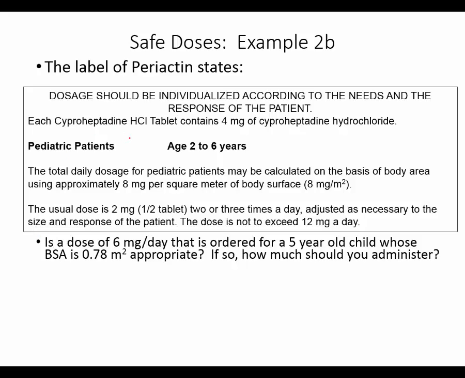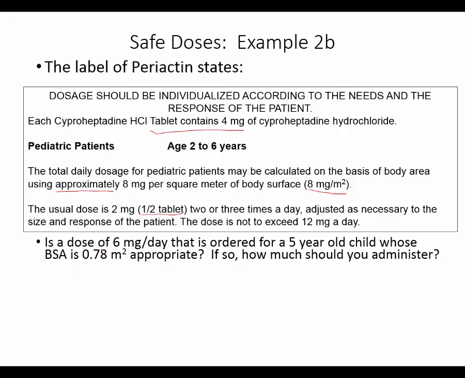We are going to look at a second example using the same label. In the first example, we noticed that the med comes in tablets and each tablet contains 4 milligrams. We noticed the word approximately. Because of tablets, there is some rounding, and we noticed that it should be dosed as 8 milligrams per meter squared. We also noticed that the normal dose is a half tablet, so the tablets can be broken into halves.